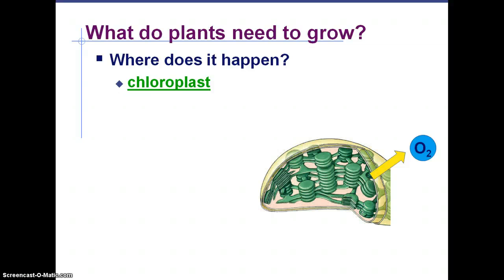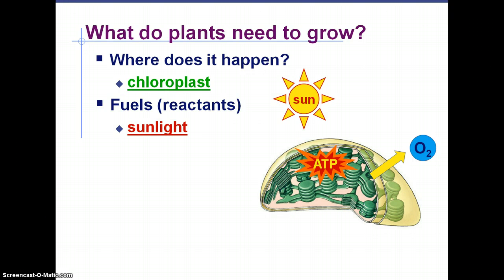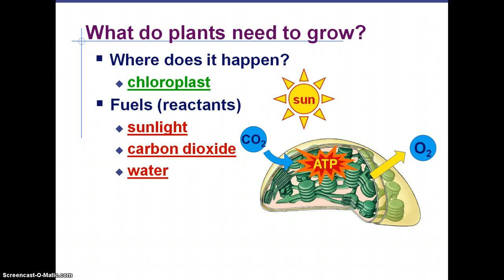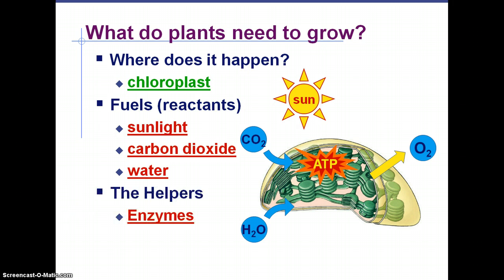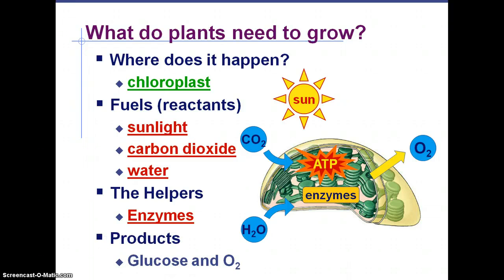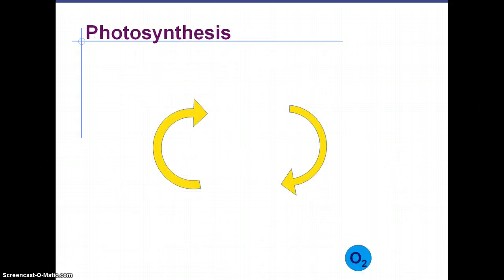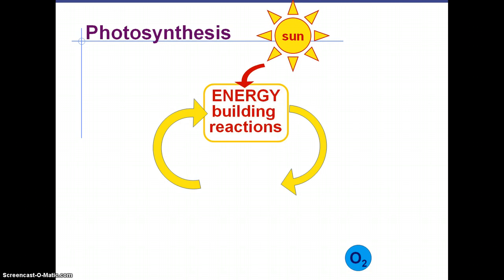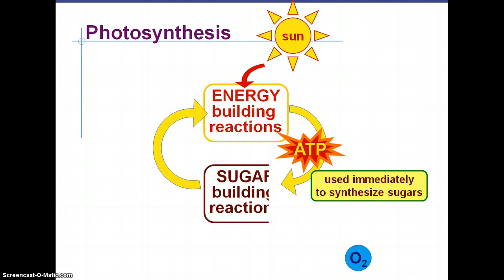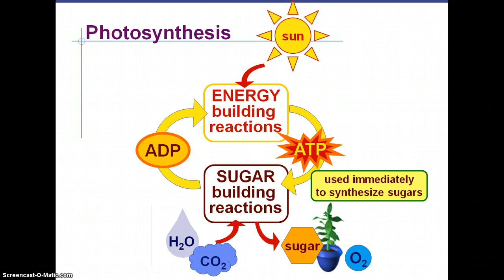So where does all this happen? In the chloroplast. The reactants are going to be sunlight, carbon dioxide, and water. You have enzymes involved. And the products are glucose and oxygen gas. So again, you have your energy building reactions, and you use that energy to build sugars. And sugars are kind of your longer term storage. And the process starts all over again.